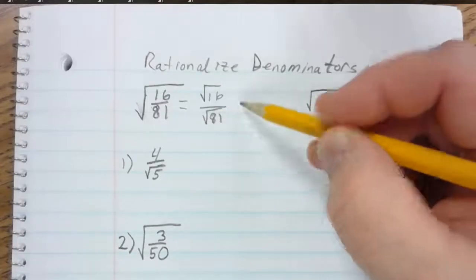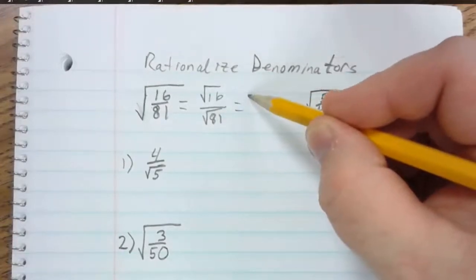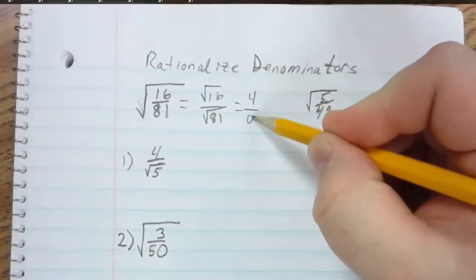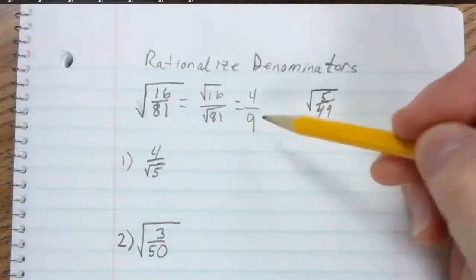Well, it turns out that both of these can be simplified, so I can rewrite this as the square root of 16, which is 4, over the square root of 81, which is 9. So I can rewrite this whole thing as 4/9.